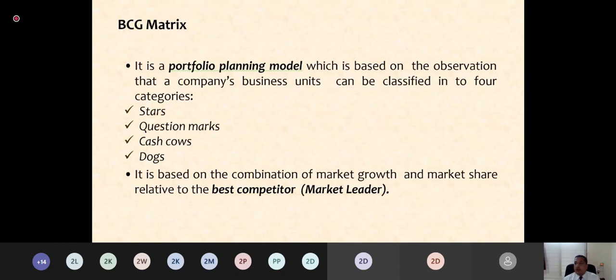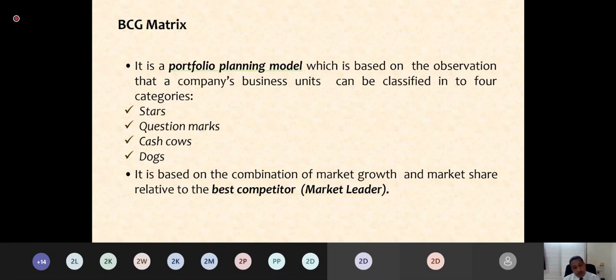We will be clearly able to understand which category of business units should require more attention, more investment, and which categories of business units or product lines should receive the least attention, least investment, or whether we should close a particular product line or business. That all we will be able to understand, and will be able to formulate the organization-wide strategy for different strategic business units as well as different product lines.